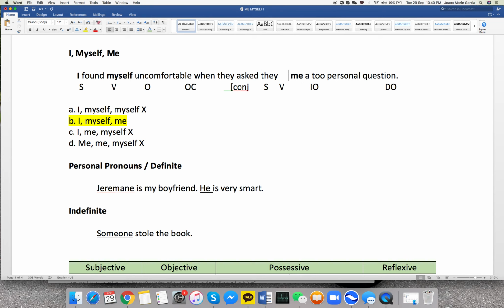Don't forget that. So when they asked me, this is IO and that is DO. So I hope that it helps.